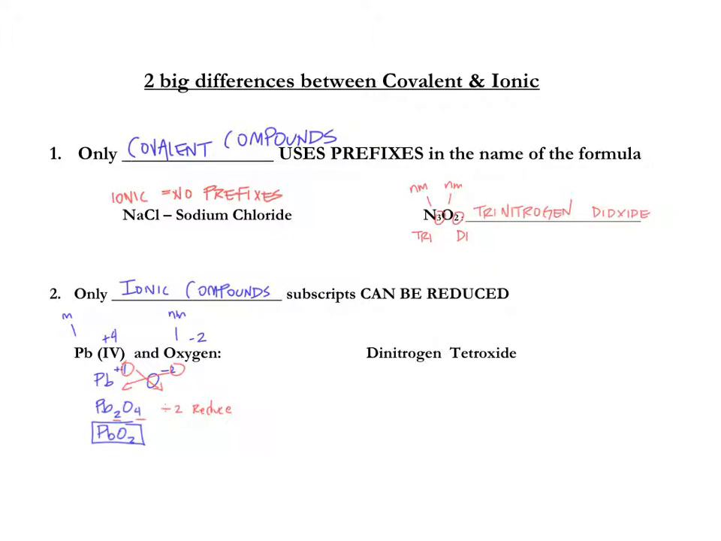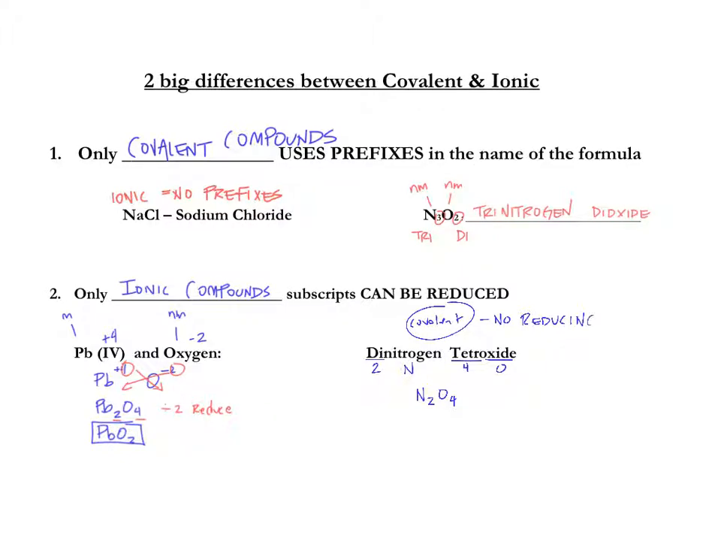Okay, dinitrogen tetroxide. Di is a prefix, so I know this is covalent. So di is 2, nitrogen is referring to N, tetra is referring to 4, and oxide is referring to oxygen. So that means there's 2 nitrogens, 4 oxygens. So you get N2O4. Now, because this is covalent, you cannot reduce.